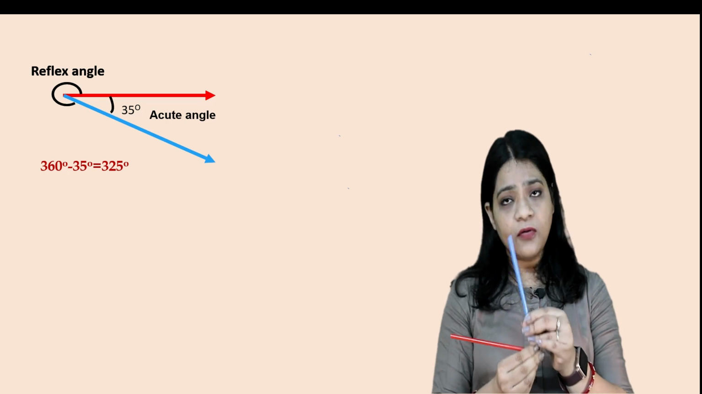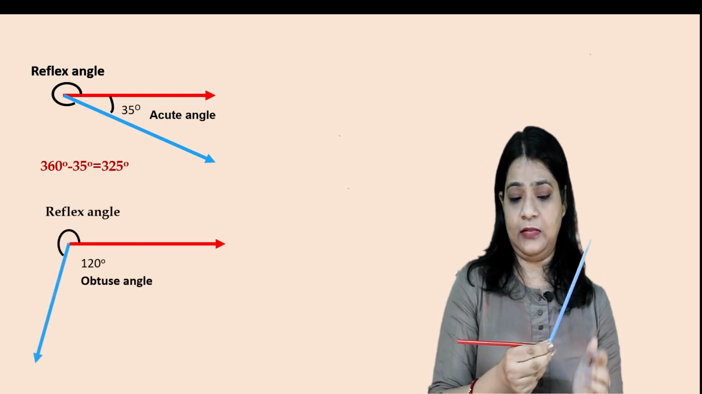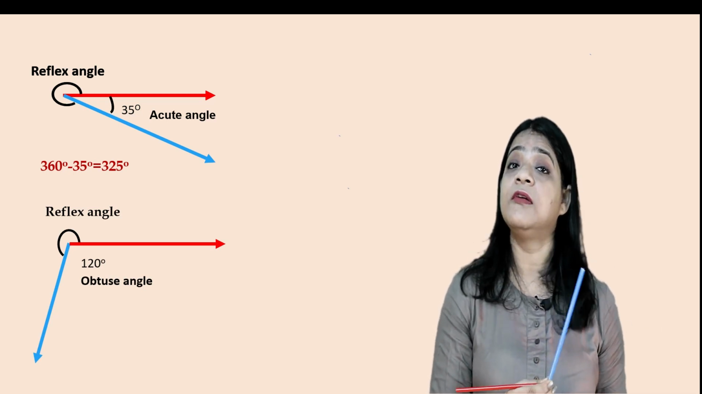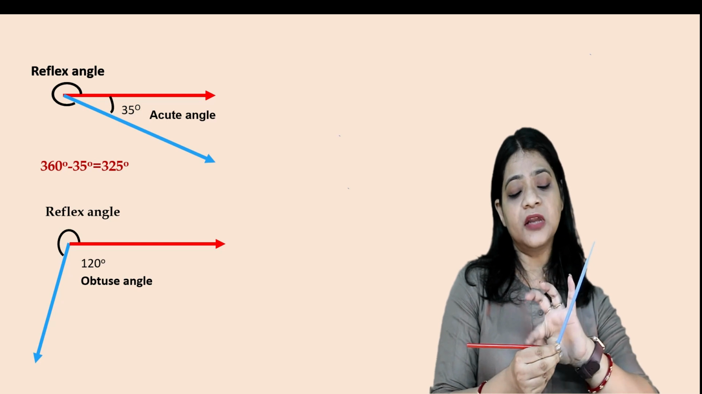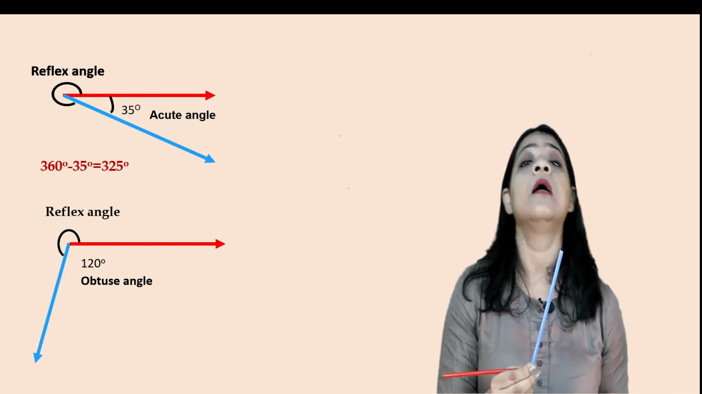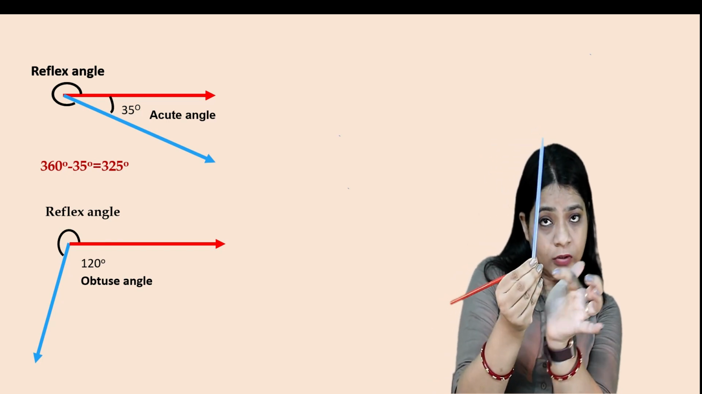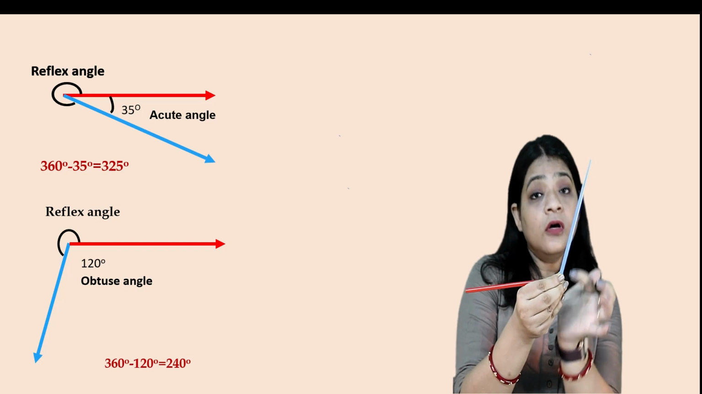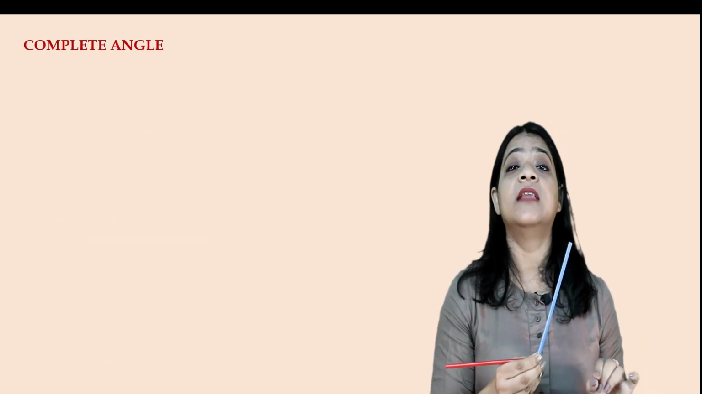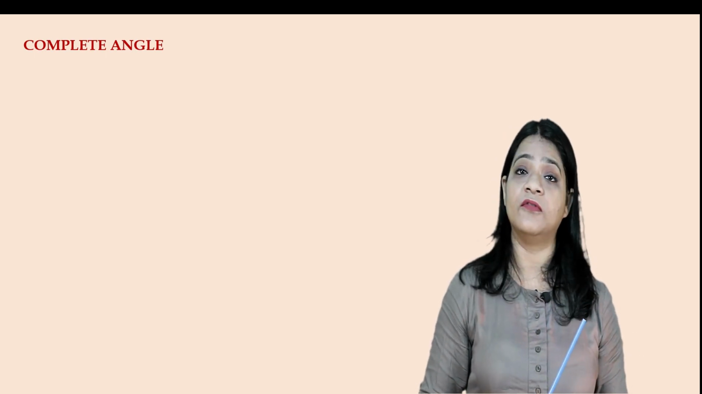Now, another example I give you, like this is one angle. This is an obtuse angle, right? You are asked to calculate the reflex angle. Suppose 120 degrees is the measurement of the obtuse angle. What is the reflex angle? The reflex angle will be this outer half, so that will be 360 minus 120, that is 240 degrees, which gives you the measurement of the reflex angle.